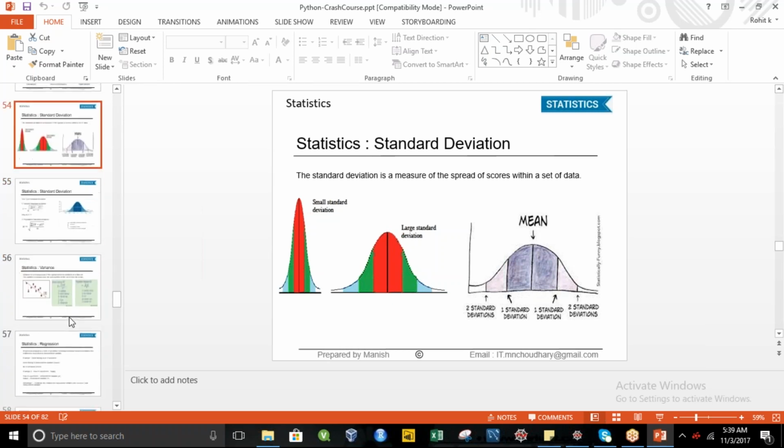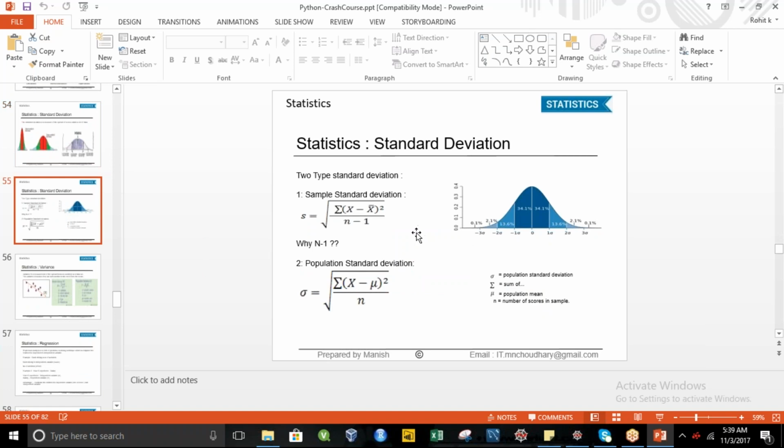Now, there are two types of standard deviation: sample standard deviation and population standard deviation. For sample, it is n minus 1: we calculate the distance from the average to all the data points, square them, sum all the squares, and divide by n minus 1. It is simple. When we are not using sample data but the actual data, it is divided by n.